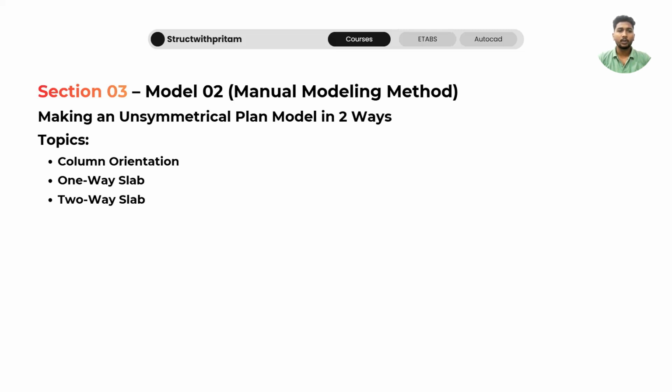Basically model 1 was a symmetric building, but in this model 2 I have advanced it a little bit. So in it we will be making an unsymmetrical plan model in two ways. Okay. First, what we will be covering here is the extra parts rather than these 18 steps. These 18 steps are what we have discussed in model 1.